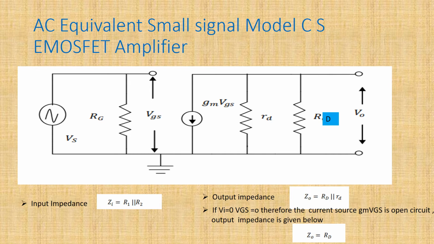Find out the input impedance Zi, that should be equal to R1 parallel R2. Output impedance looking back into the circuit is RD, capital RD parallel small rd. If Vi is equal to 0, Vgs is equal to 0, therefore the current source gm Vgs is open circuit and output impedance is equal to Zo is equal to capital RD.